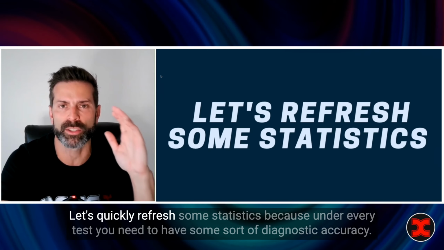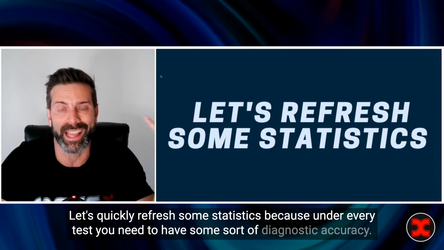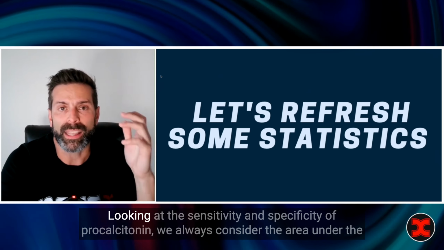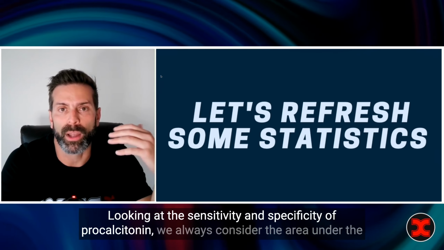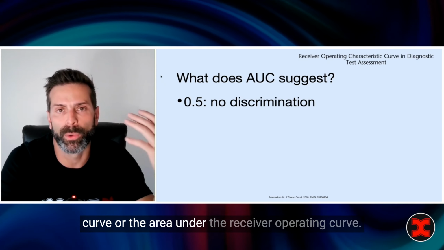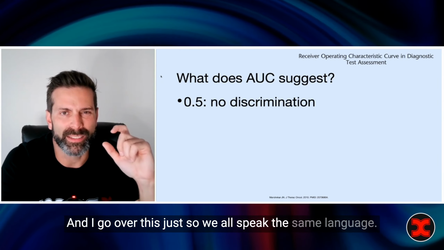But let's quickly refresh some statistics, because under every test, you need to have some sort of diagnostic accuracy. So we all want to speak the same language here. Looking at the sensitivity and specificity of procalcitonin, we always consider the area under the curve, or the area under the receiver operating curve. And I go over this just so we all speak the same language.